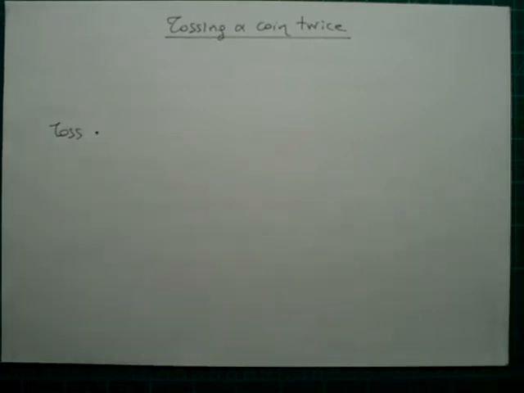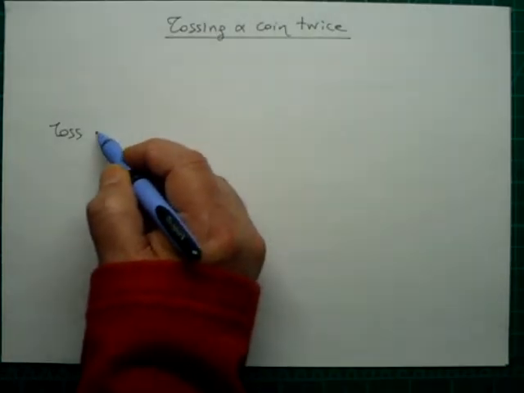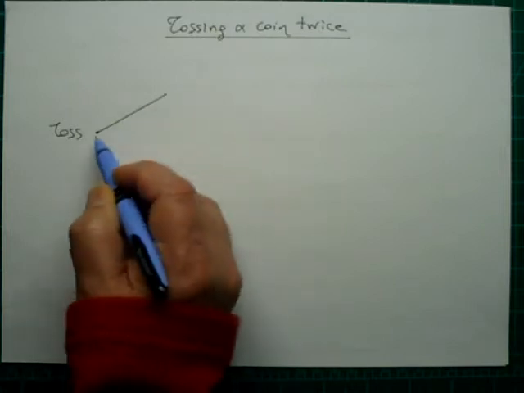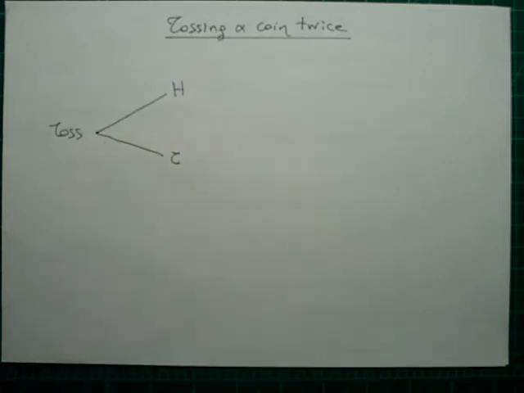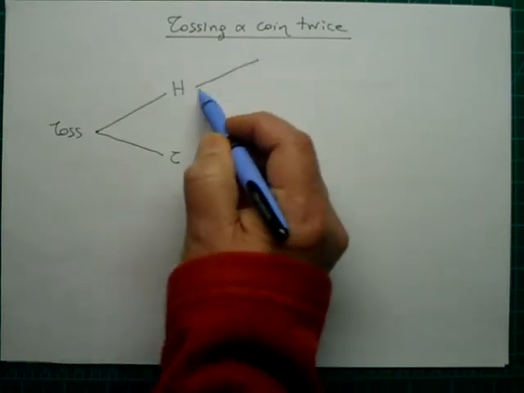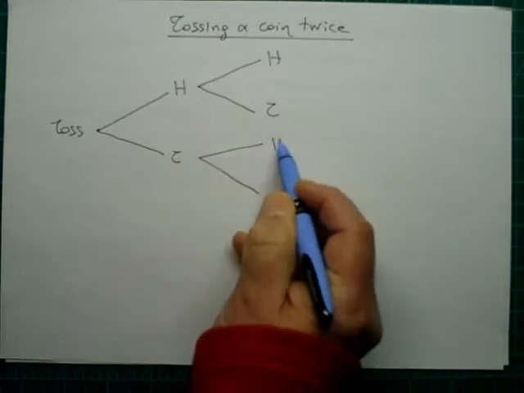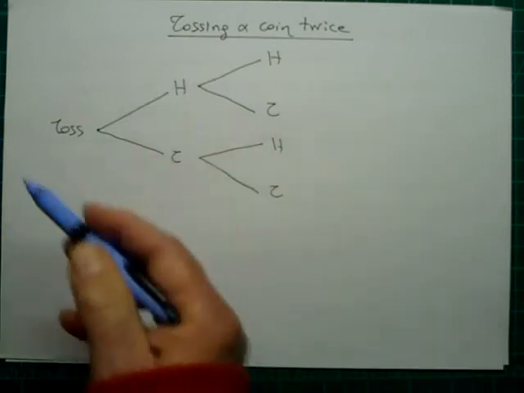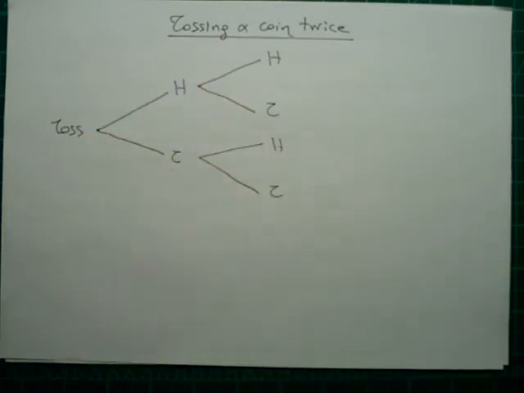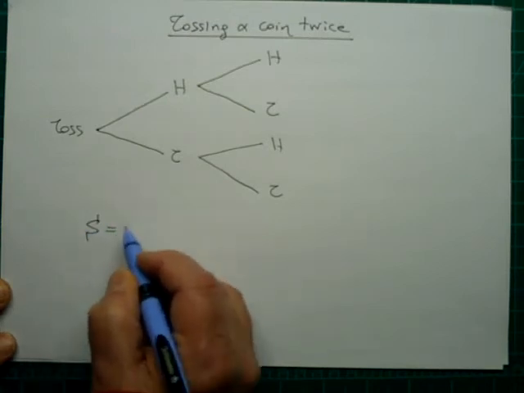For this experiment, we must draw a tree diagram. After tossing the coin for the first time, we can get heads or tails. And after the second time, we can get heads, tails, heads, and tails. This is our tree diagram. Following all the roots here, we can get the sample space S.